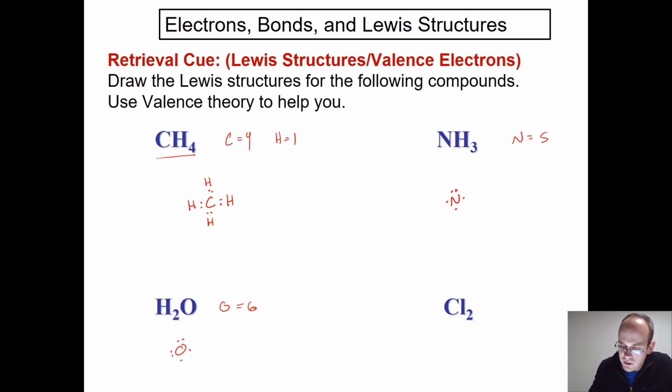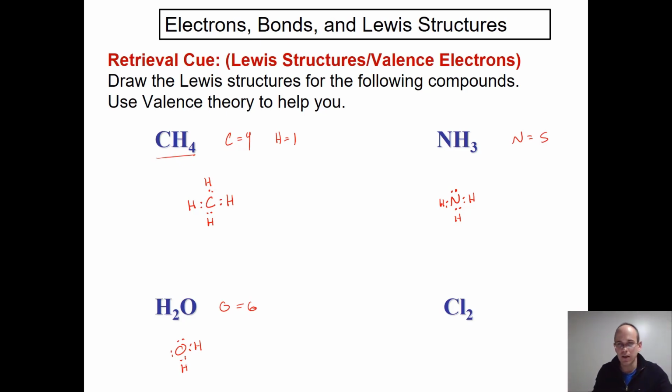Nitrogen has a lone pair. It only needs 3 bonds to get to an octet. So the 3 bonds are going to be made up by 3 shared pairs with hydrogen. All right, same thing with oxygen.